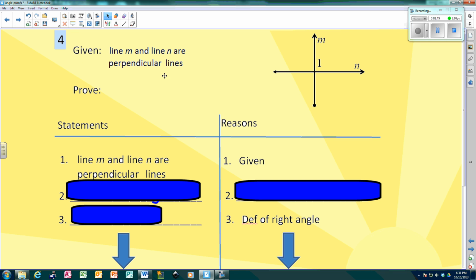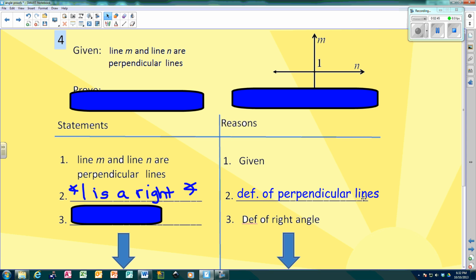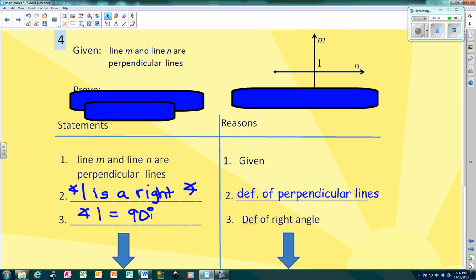All right, number 4. They're giving us that line M and line N are perpendicular lines. So that is my given. So the next thing I would state would be, well, I know if lines are perpendicular, they make a right angle. So I would say angle 1 is a right angle. And I know this why? Because it's the definition of perpendicular lines. When lines intersect and they're perpendicular, they form a right angle. That's why I can state that. From angle 1 is a right angle, I can say angle 1 is 90 degrees because that's the definition of a right angle.